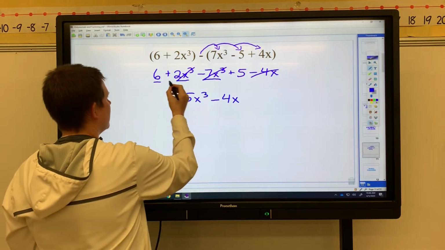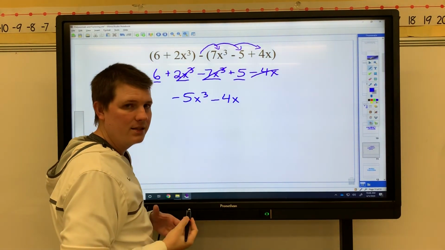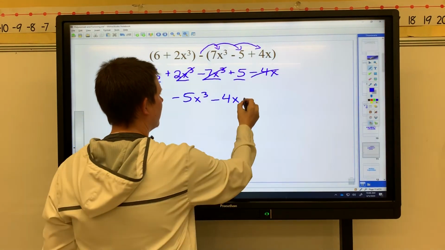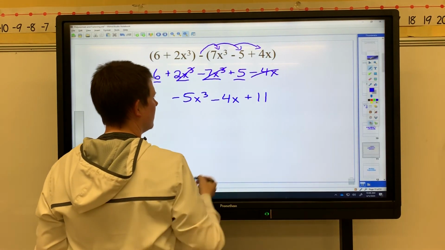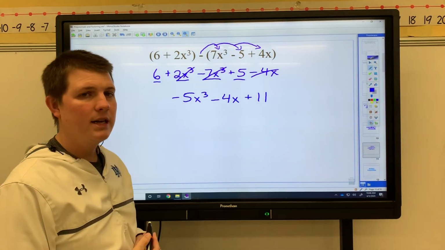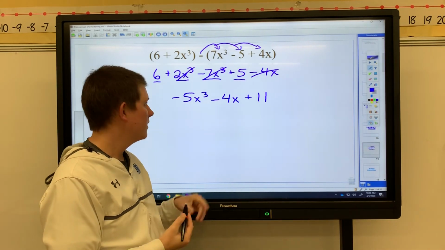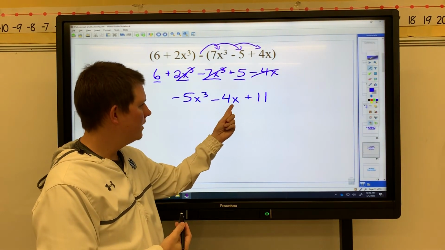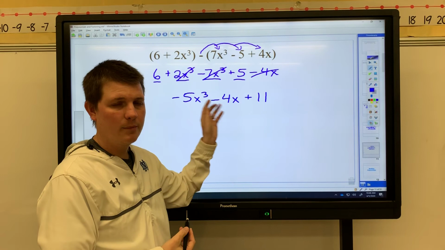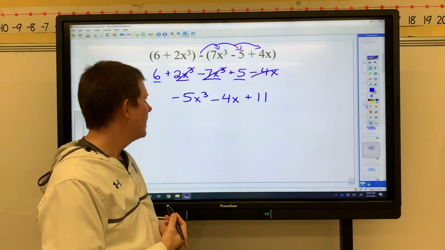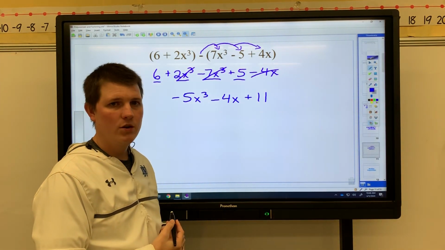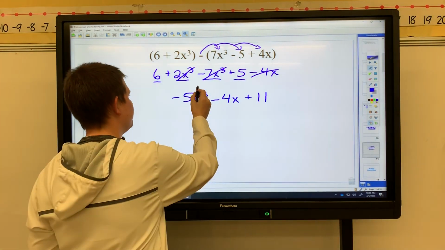I have a 6 and a 5. Those are both constants. They can be added. 6 and 5 make 11. So we drop it down. Is it in order by degree from left to right? 3, 1, 0. Yes, it is. The biggest on the left, the smallest on the right. And are there any like terms I can combine? No. So this is our final answer.